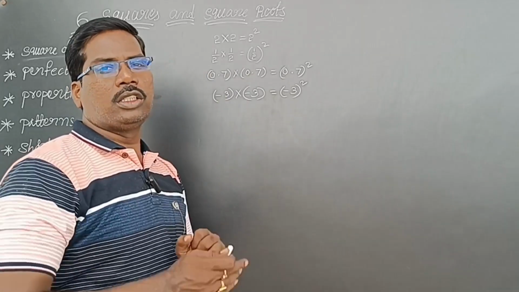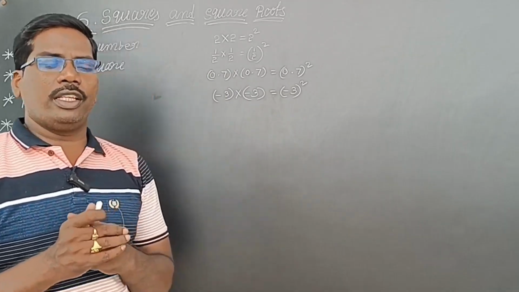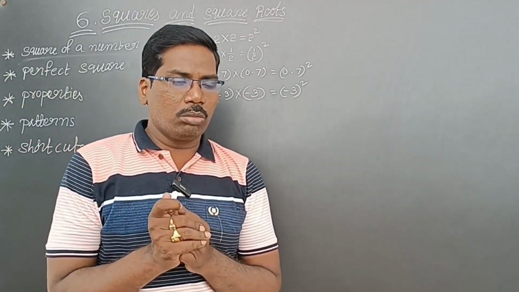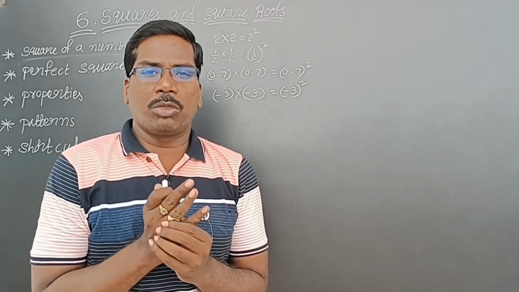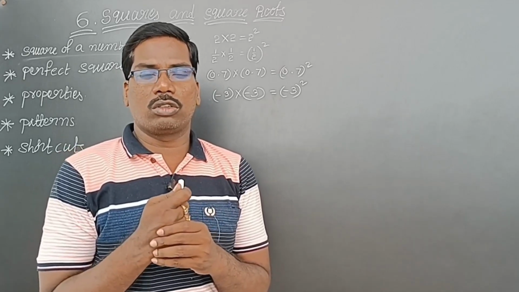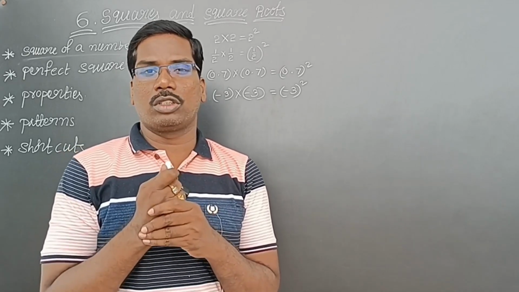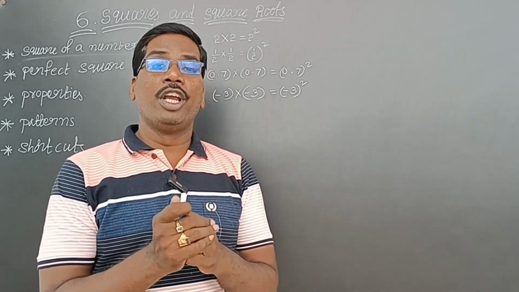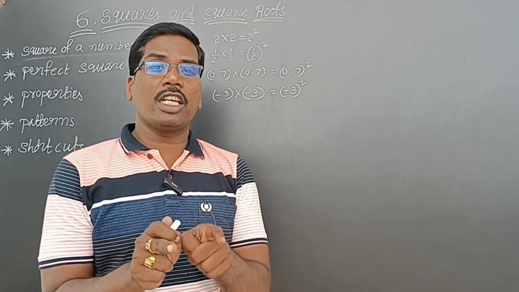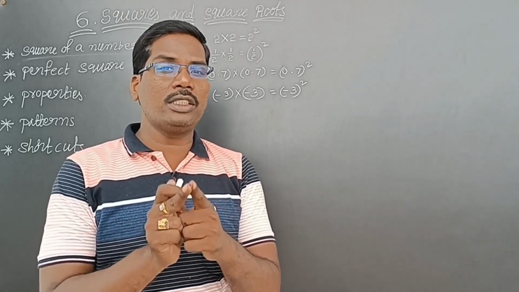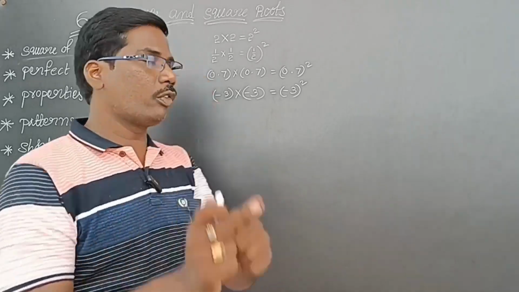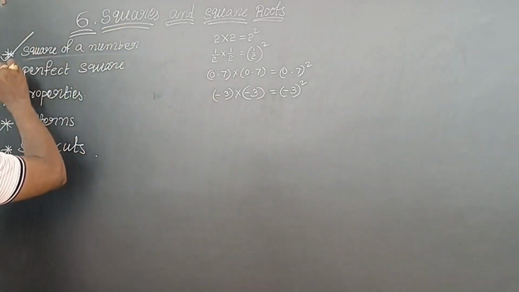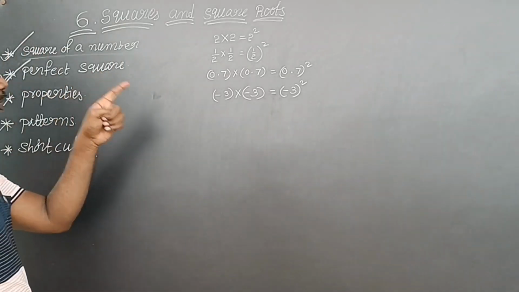So many students will think that the square of a number means natural numbers only. No, that's 100% wrong. The square of a number means any number. If you take a natural number, that should be a perfect square. Now we are going to discuss perfect squares.